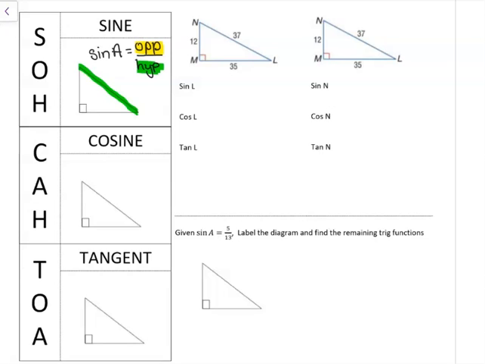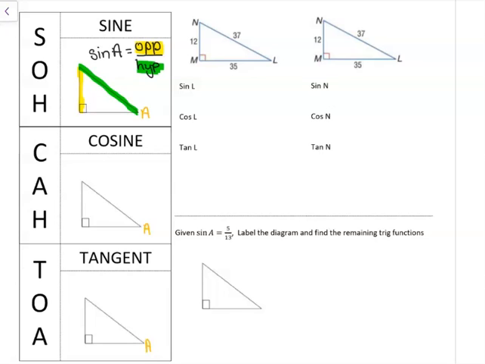So first I need to know which one is A. So we're going to let this angle right here be A. We'll do that in all 3 pictures. So the opposite side is this side right here. So those are the 2 sides we're going to use to find the sine.